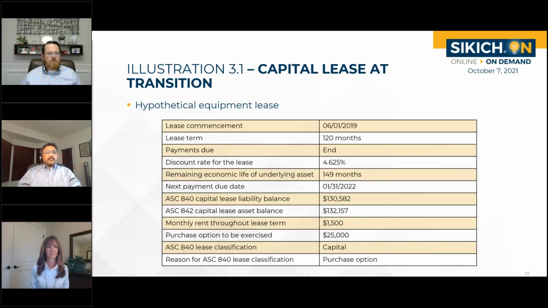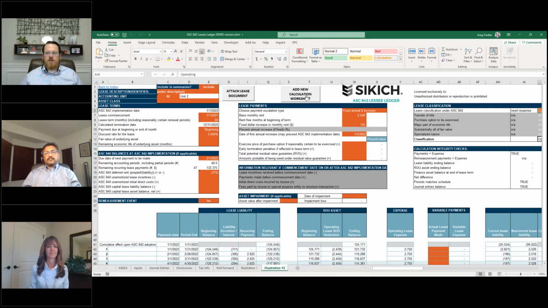Taking a look at the capital lease at transition, we covered transition accounting a little bit in the previous session. And for capital leases, assuming that we've accounted for them correctly under ASC 840, those existing balances are going to be the starting point of our accounting under ASC 842. So I'll put in another illustration here.